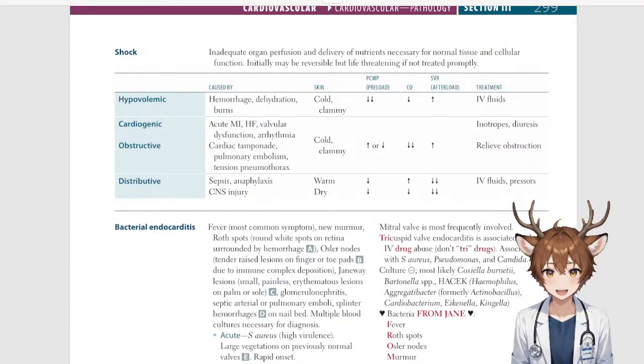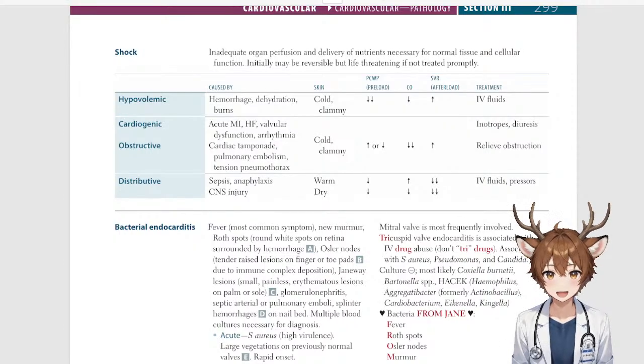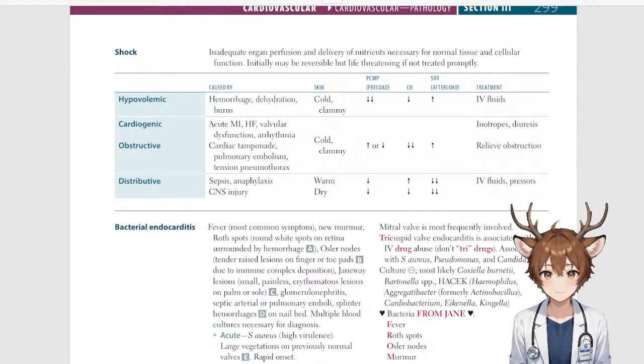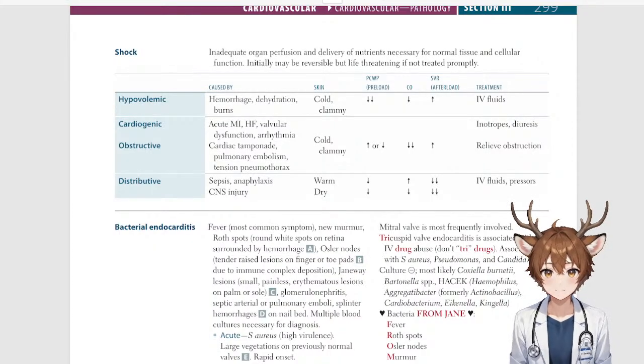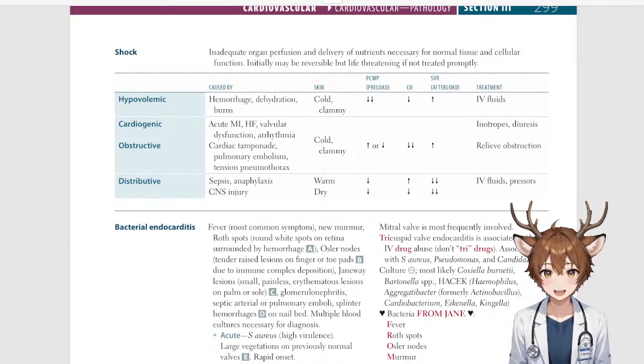What about obstructive shock? That can be caused by either pulmonary embolism and tension pneumothorax, or it can be caused by, and it's going to have a different presentation, cardiac tamponade. So these would have an impeded cardiopulmonary flow of blood, and they will have cold and clammy skin.